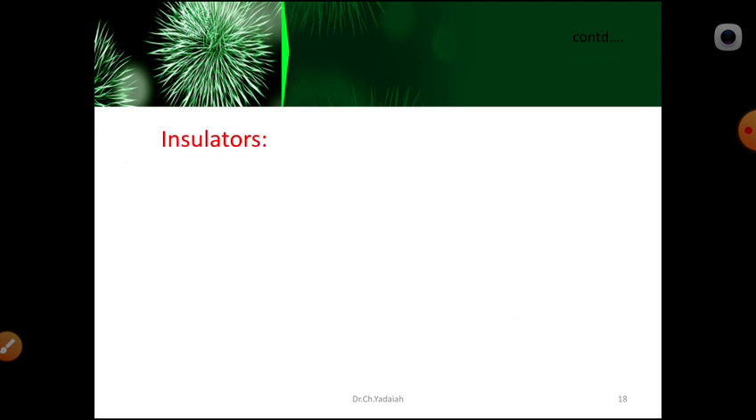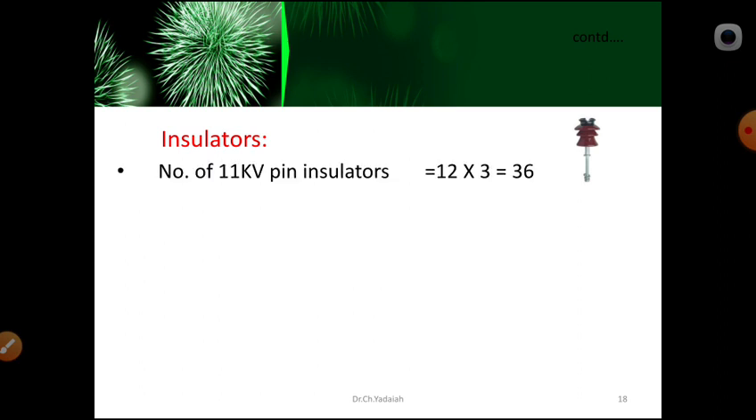Now after that we are going to calculate the insulators. Now insulators means, this is the pin insulator. How many pin insulators are required? Now we calculate the pin insulators. Number of 11 kV pin insulators is equal to, total poles are 14. In that, starting pole and ending pole we require the strain insulators. That is 14 minus 2, the 12 poles. 12 into each pole requires 3 pin insulators, that is 36.